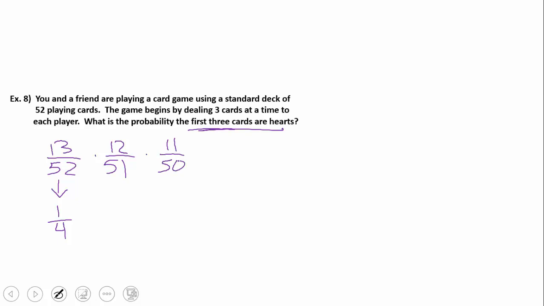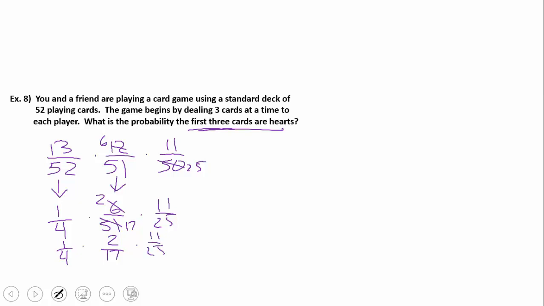Well, we can simplify a little bit here. I can go 2 into both of these. 2 goes into 12 6 times, 2 goes into 50, 25. So I'm going to come down here, and I'm going to say this is now 6 over 51, and times 11 over 25. And I recognize that 3 goes into 6 2 times, right here, and 3 goes into 51 17 times. Okay, 17. So now I'm going to multiply 1/4 times 2/17 times 11 over 25.